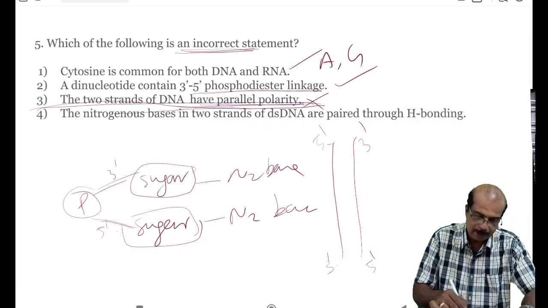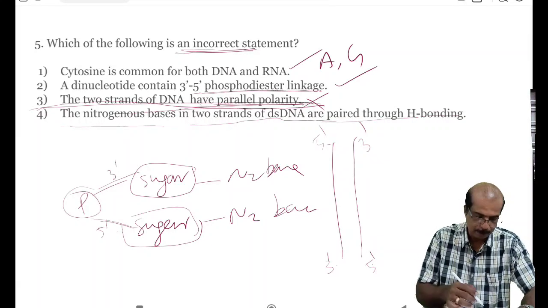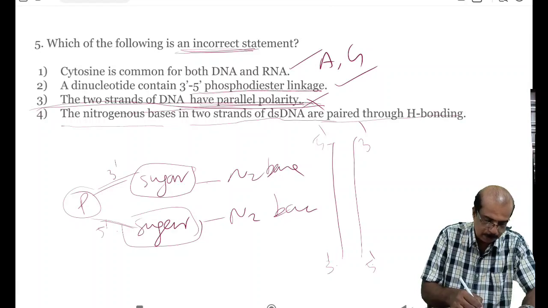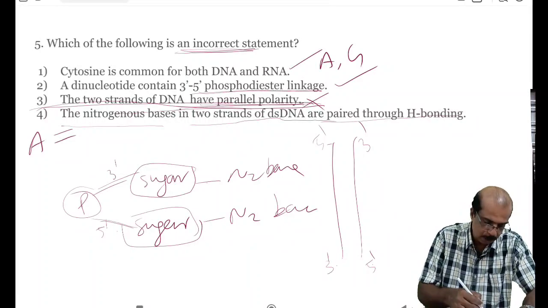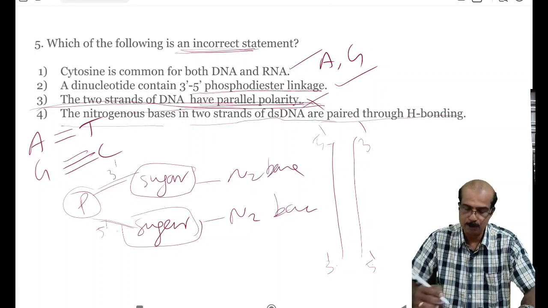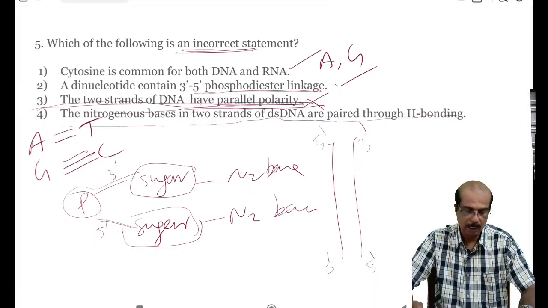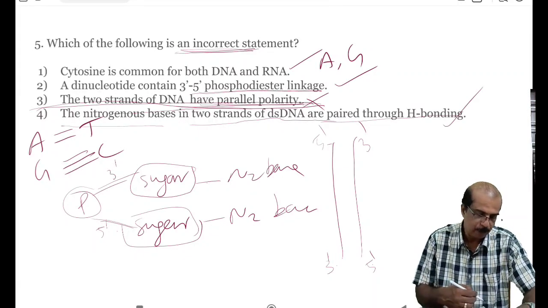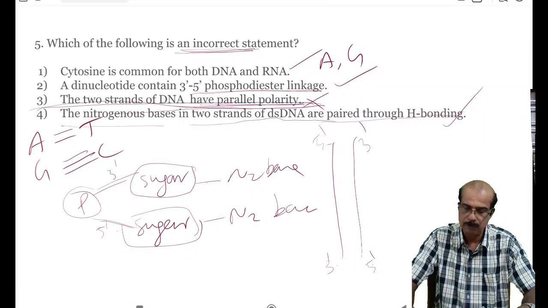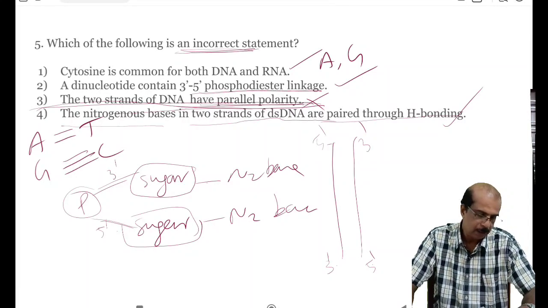The nitrogenous base in two strands of double-stranded DNA are paired through hydrogen bonding. It's a correct statement. Here, adenine pairs with thymine with the help of 2 hydrogen bonds. Guanine pairs with the cytosine with the help of 3 hydrogen bonds. The fourth statement is also correct. For this question, third choice will be our answer.